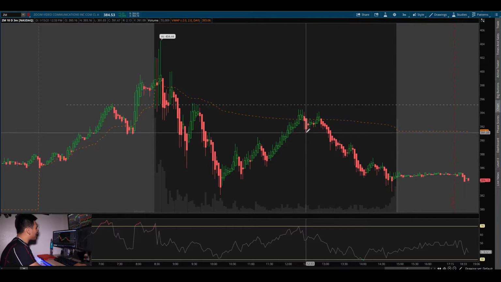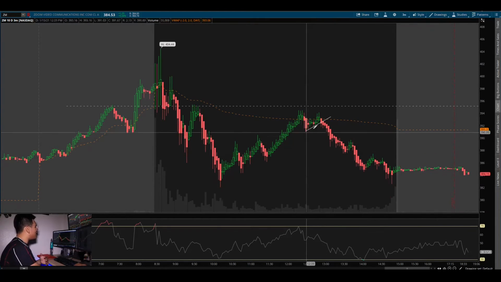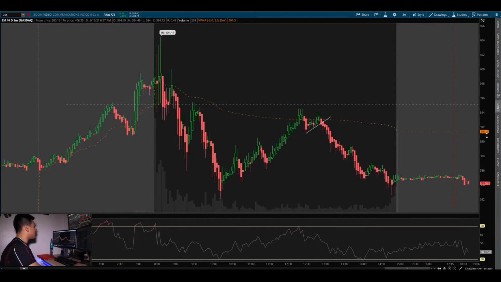I usually wait for the flag to break here, right? This little uptrend line, I usually wait for it to break, and as soon as we broke that, that's an entry for me right here. It shows that we're still bearish, we still have room towards the downside, and look at that. This was a big move also, from 393 to about 383. If you held it all the way down here at 382, it's a good $11 move.